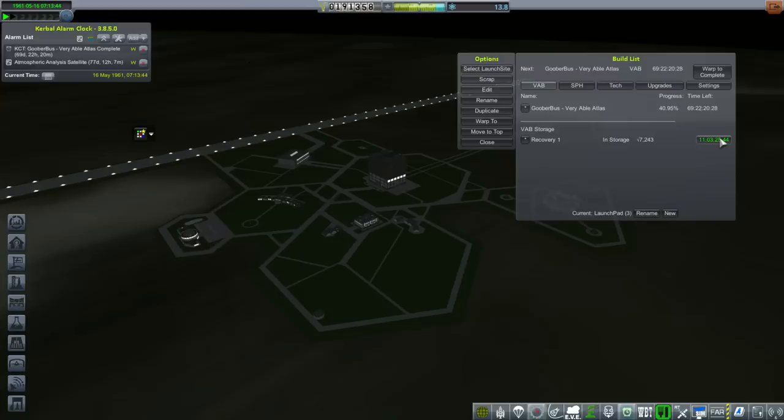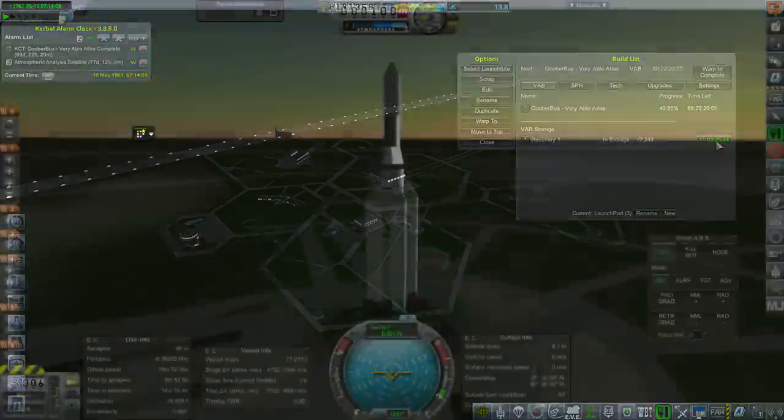11 days to roll this out. I don't think this goober bus is going to be done in time. Because if this takes 11 days, that takes like, I think it was 13 days. And yeah, that's not going to be in time. It's still configured to do the COMSAT payload, though. So we could do that.